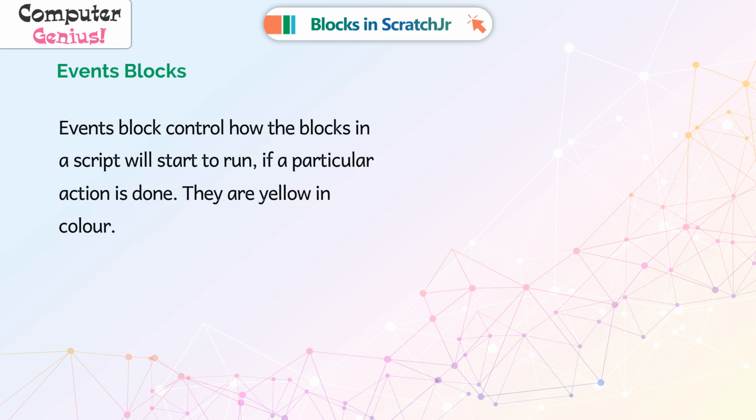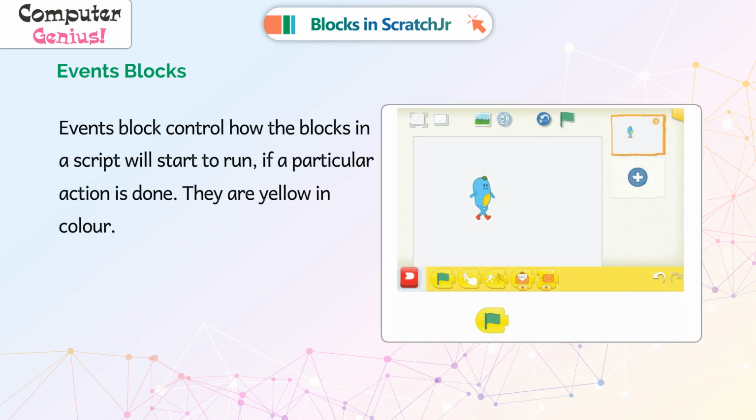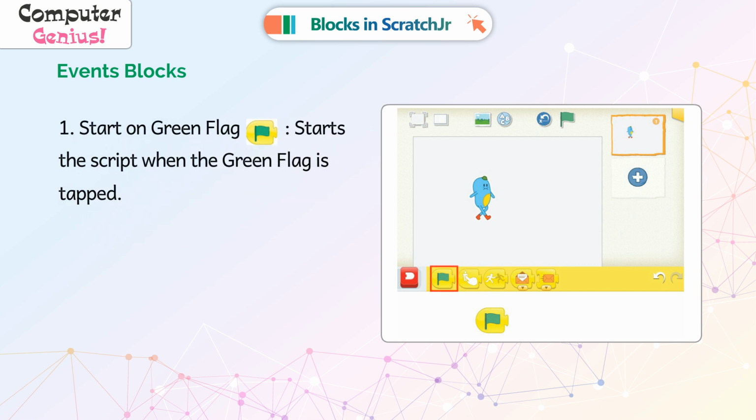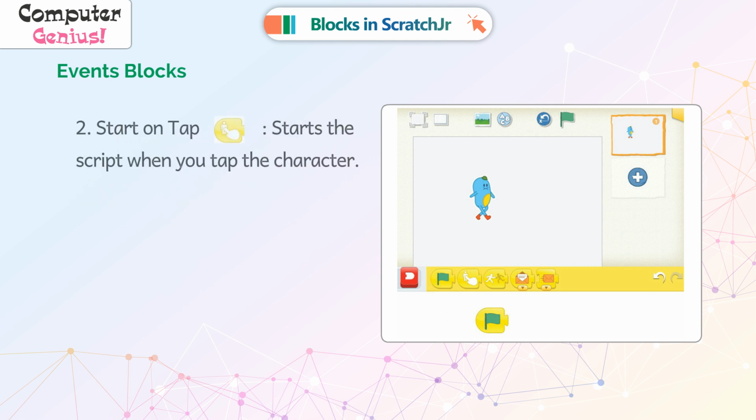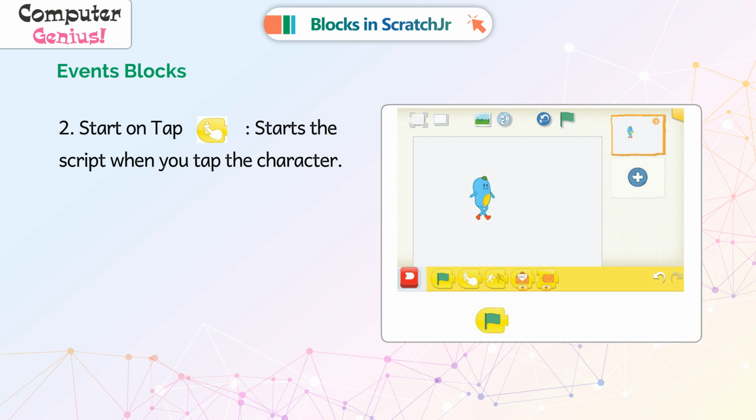Events blocks. Events blocks control how the blocks in a script will start to run if a particular action is done. They are yellow in color. 1. Start on green flag. Starts the script when the green flag is tapped. Start on tap. Starts the script when you tap the character.